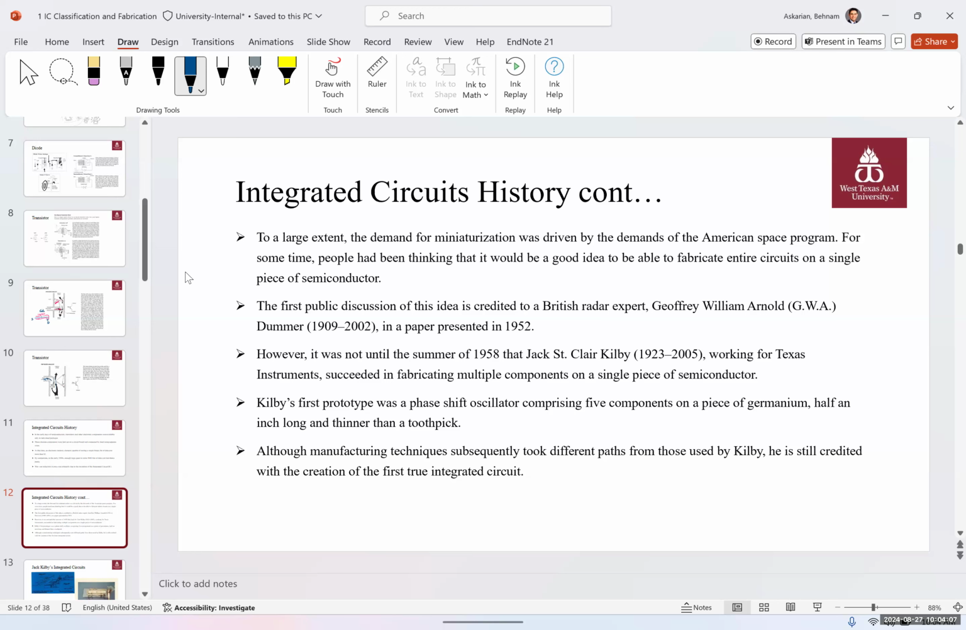The first public discussion of this idea is credited to a British radar expert, William Arnold. But the first IC was actually built by Kilby, who was from Texas Instruments. So basically, Texas Instruments has had the patent for integrated circuits, and the US is the first country to actually build these ICs.